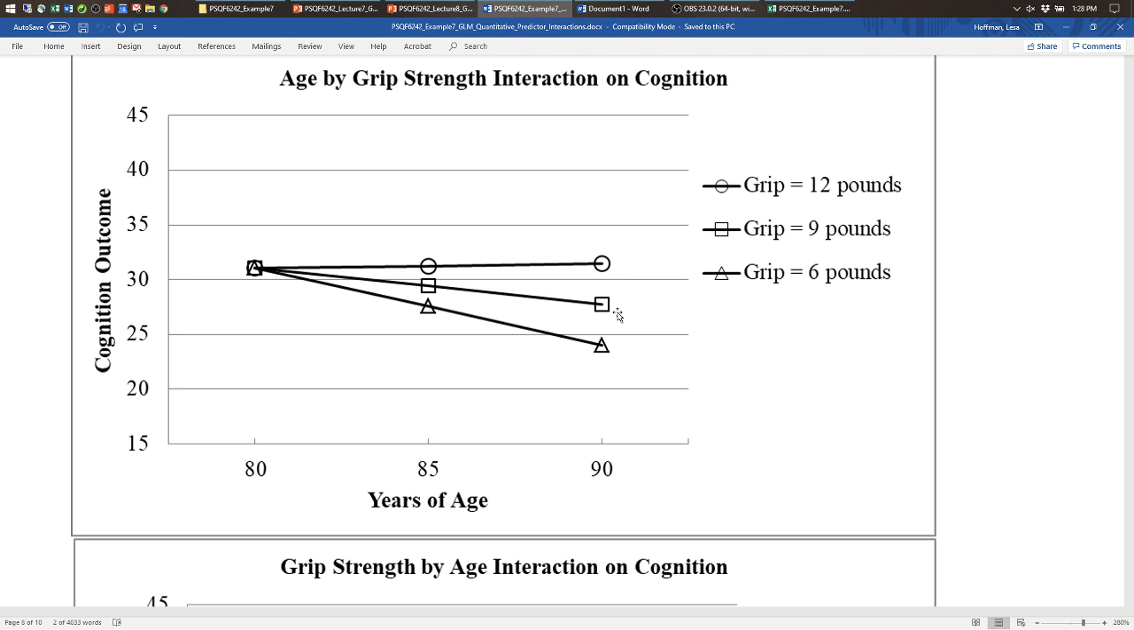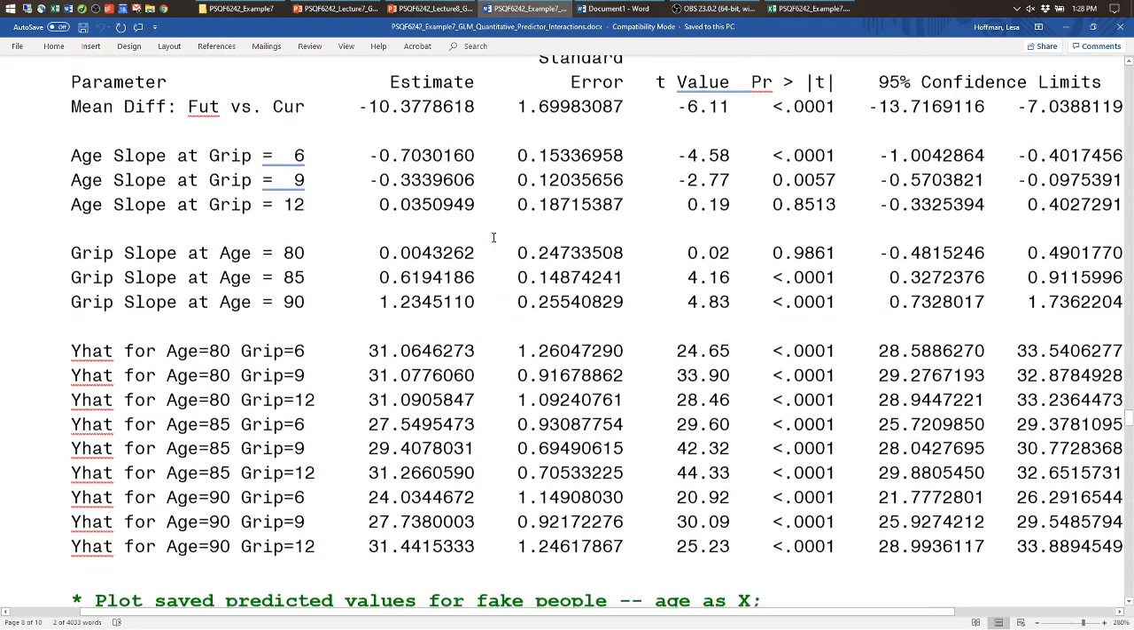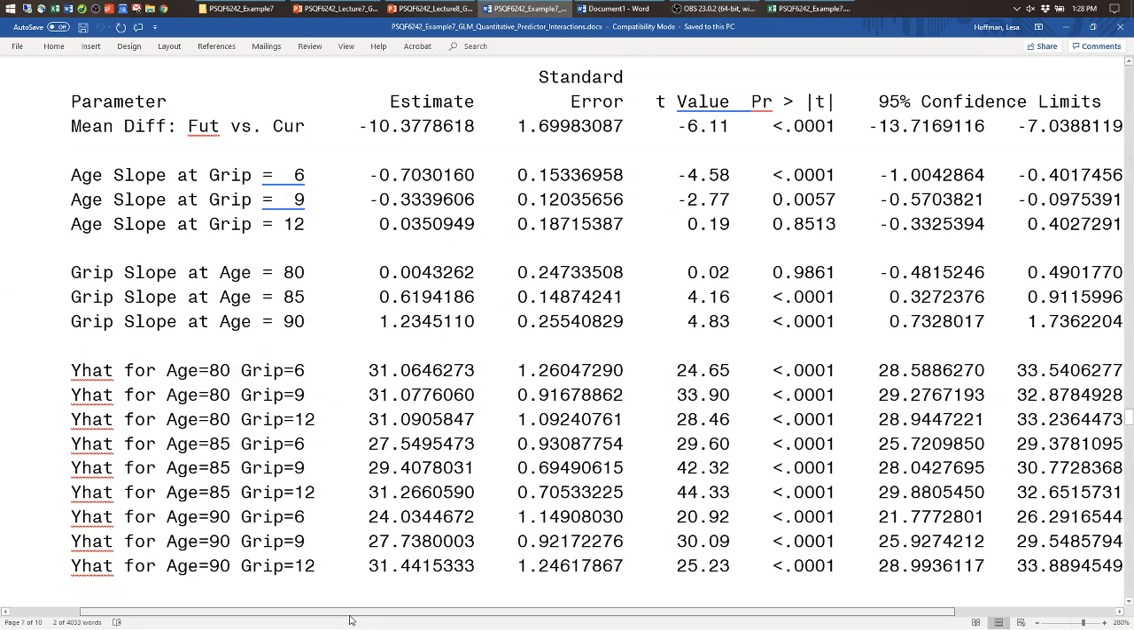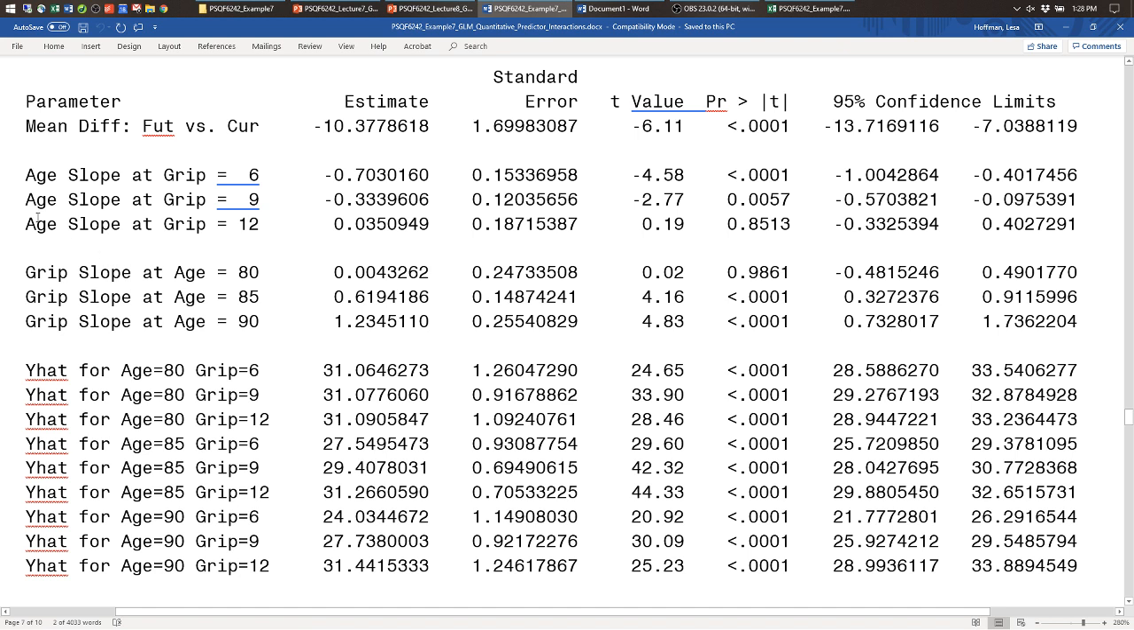So this allows you a little bit more description in terms of exactly when your effects of your predictors matter or not. So I like it as a useful supplement to these sorts of simple slopes kinds of things.